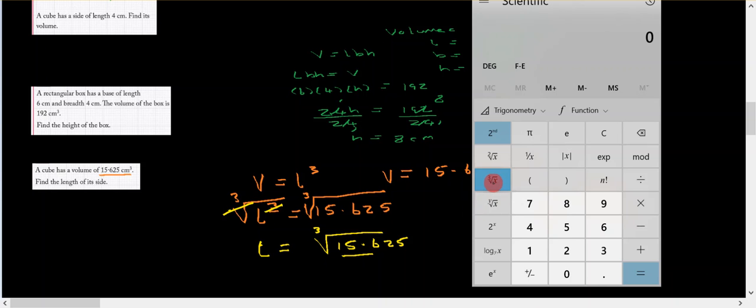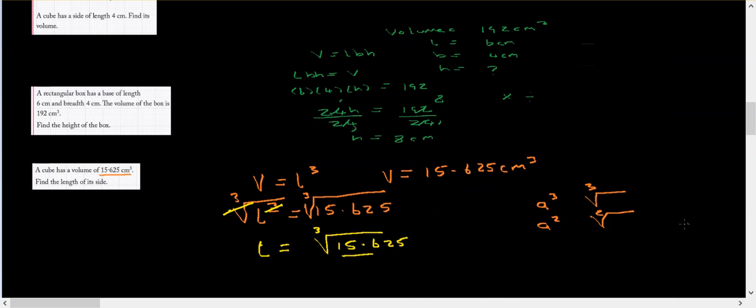Basically, what you're doing is getting the third root of 15.625, because that's what we're looking for. So we can hit that, and it's 2.5. So the third root is equal to 2.5. Therefore the length of your cube is equal to 2.5 centimeters.